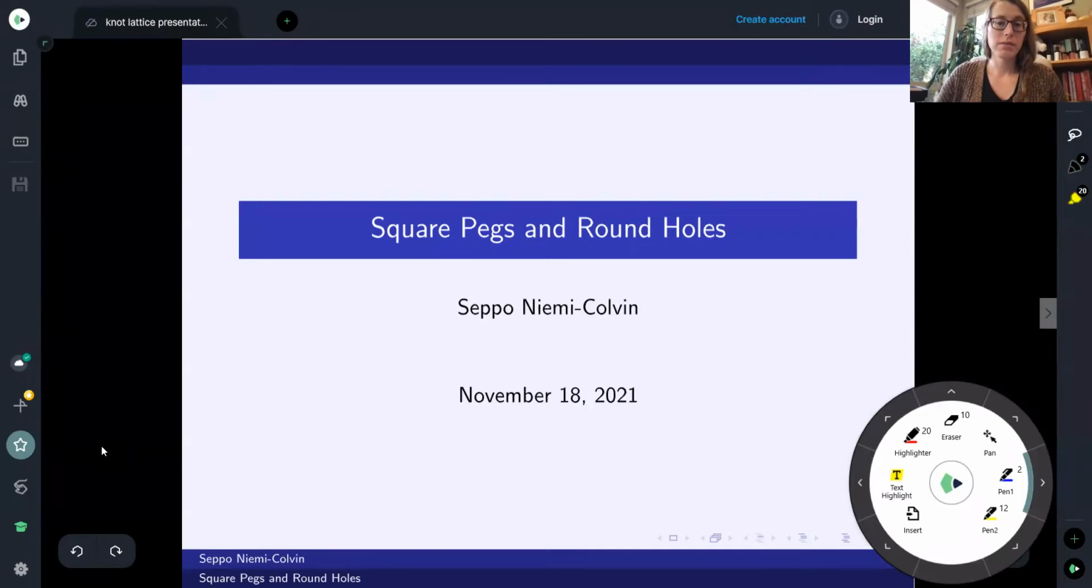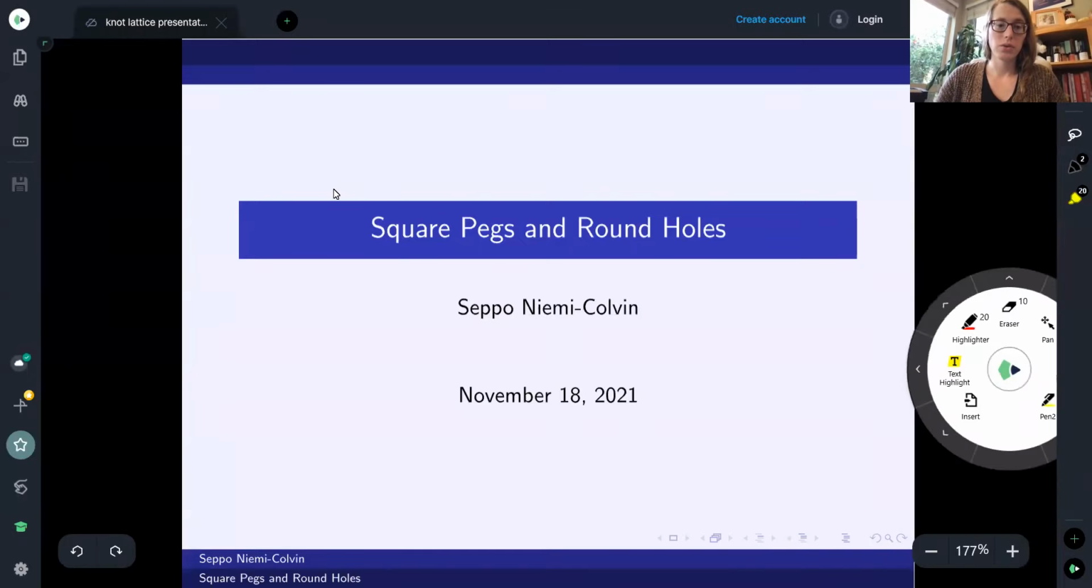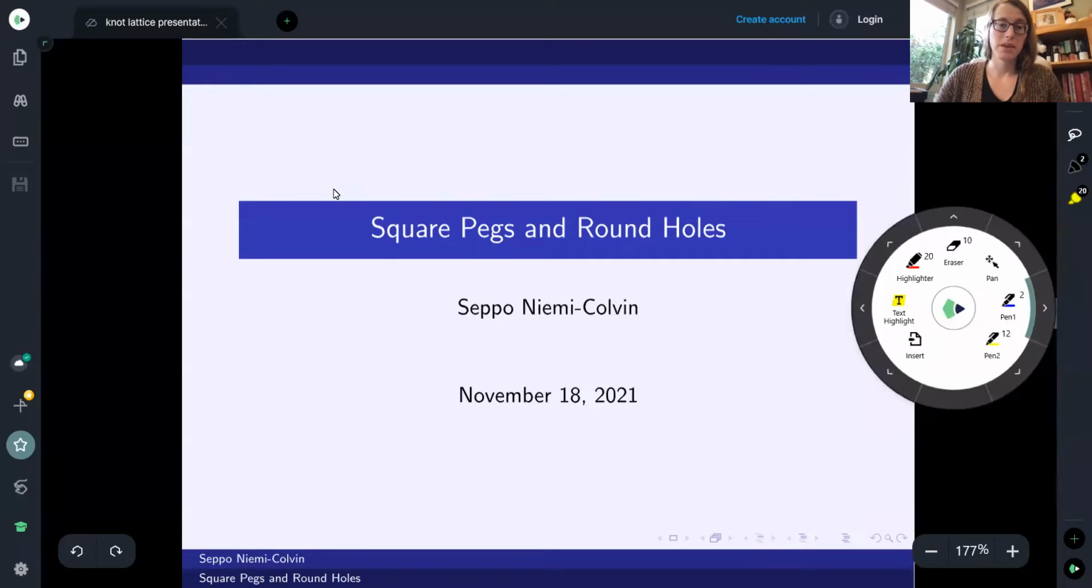Seppo Niemi-Colvin is a fifth-year PhD student at Duke University studying low-dimensional topology under Adam Levine, particularly focusing on knots in three manifolds other than the three-sphere. Seppo grew up in Raleigh, North Carolina before attending Bryn Mawr College for undergrad, where he realized he is not a girl. After his first year of grad school, he realized that not only is he not a girl, but he's specifically a queer man. In addition to mathematics, Seppo also enjoys visual arts, and during the summer of 2020, took a class on landscape painting. Today, Seppo will tell us about square pegs and round holes.